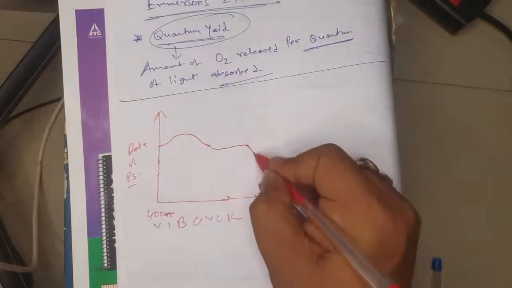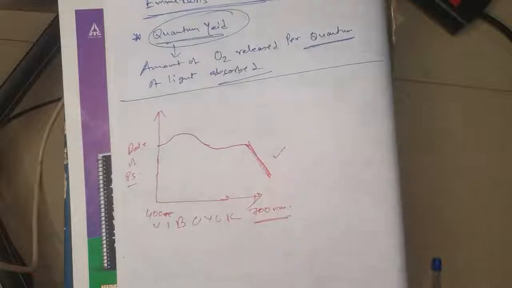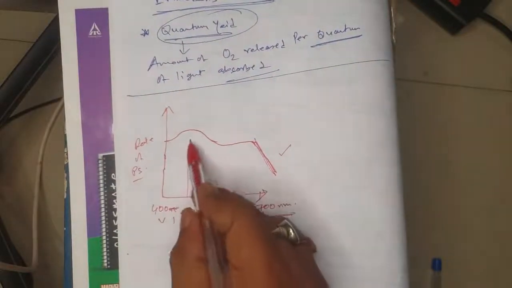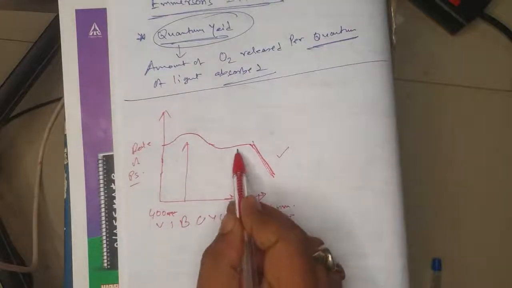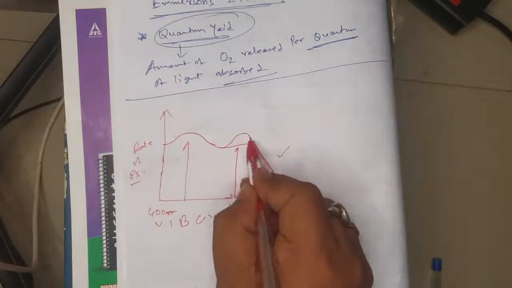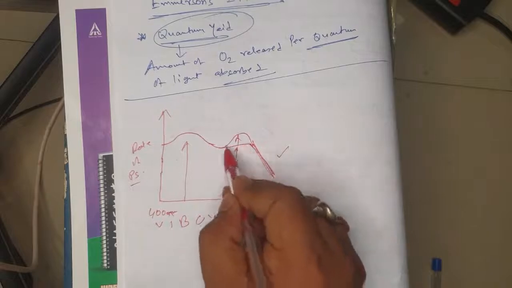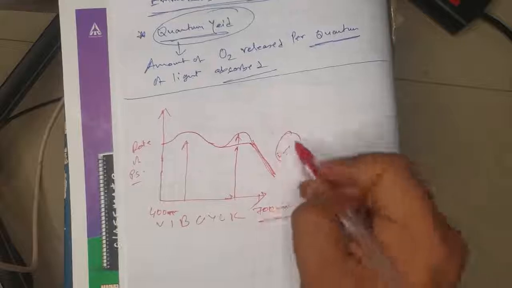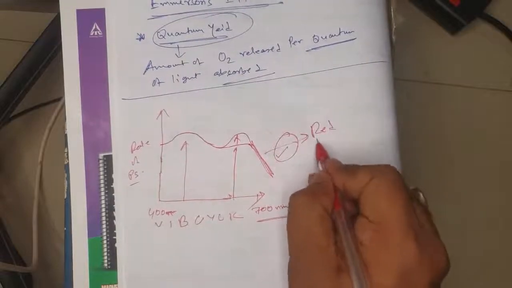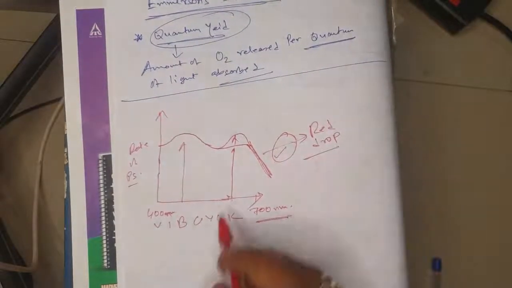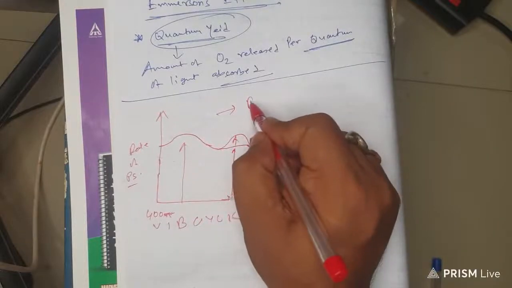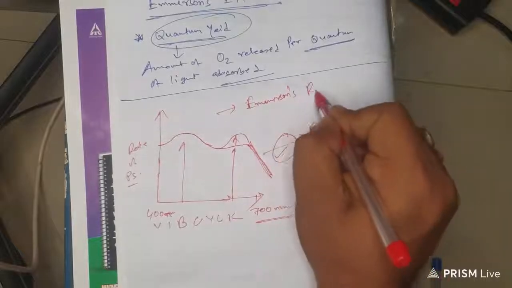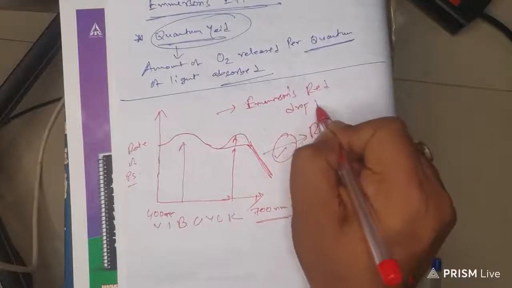Now what is happening here? This is the main concern. See, absorption of light is highest at blue, but right after red there is a little increase, and then after that increase there is a drop in the rate of photosynthesis. This is known as red drop, and that's why the experiment he conducted is known as Emerson's red drop experiment.